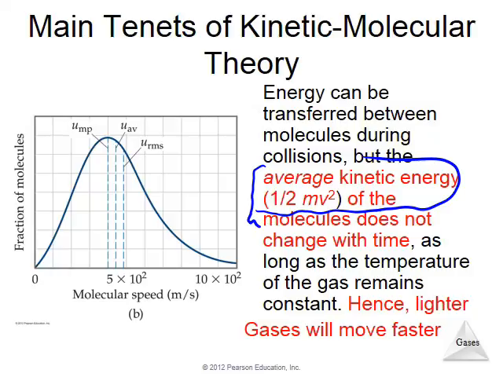What that means is half m u squared is a constant for a fixed temperature. If I have a lighter gas, that means m is smaller, so velocity has to be larger. So kinetic theory of gases correctly predicts that for lighter masses, the velocity of gas molecules is larger. The gas molecules move faster when they're light.